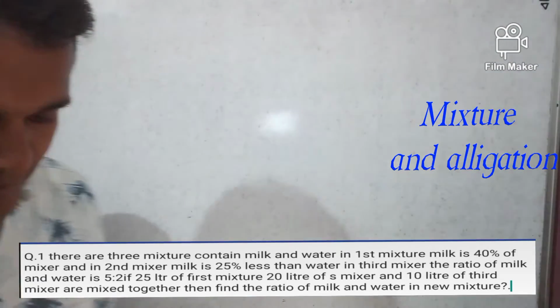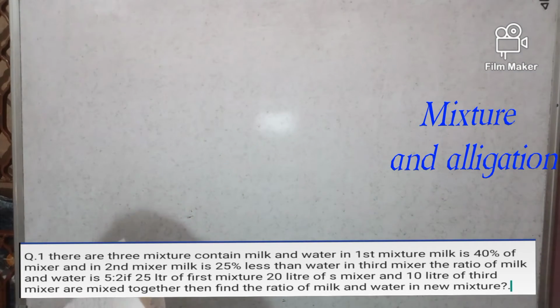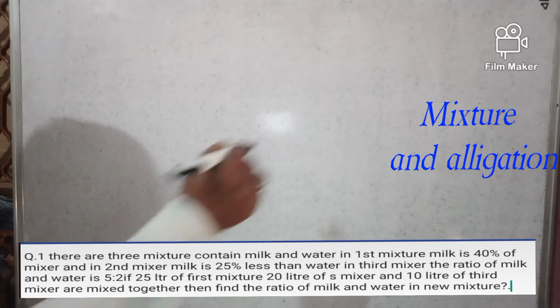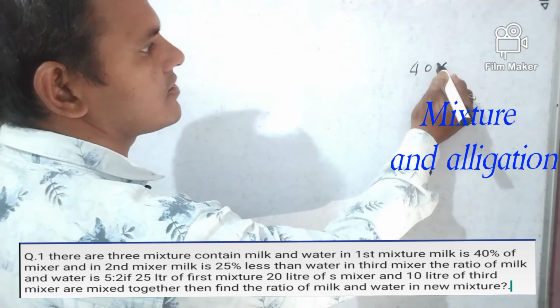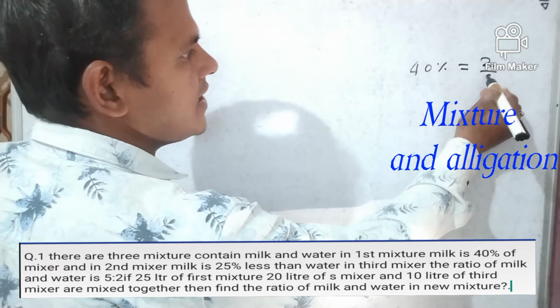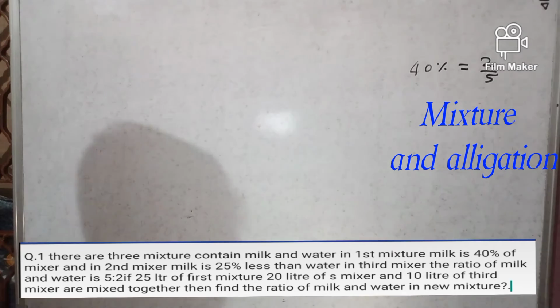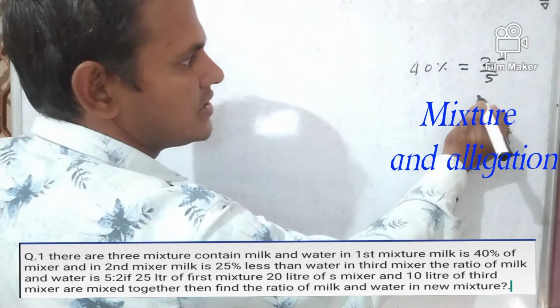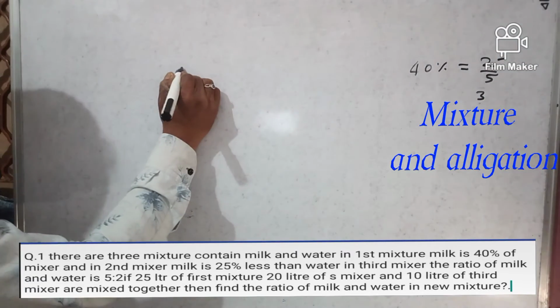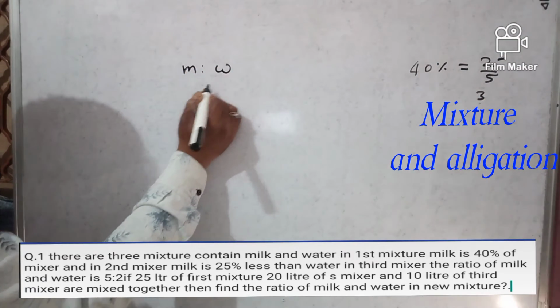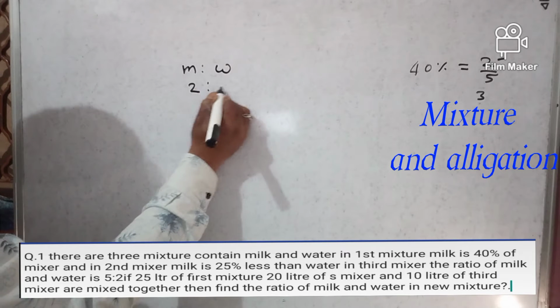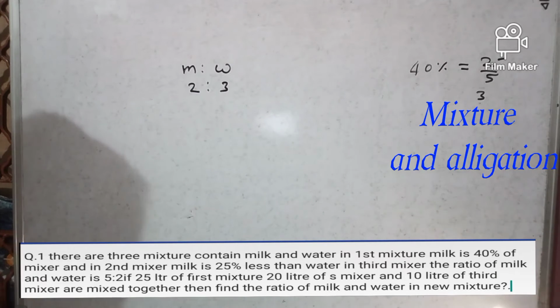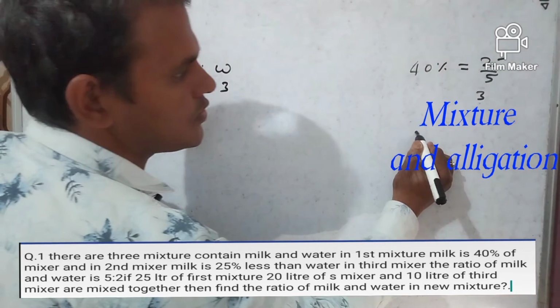In the first container, milk is 40% of the mixture. 40% means 2/5. Milk is 40% means milk is 2 out of 5, so 3 will be water, right? The milk and water ratio is 2:3 in the first container.